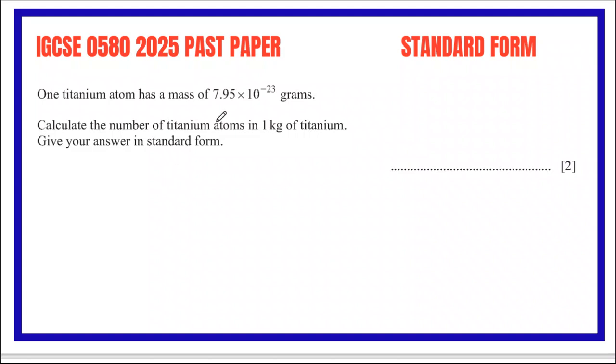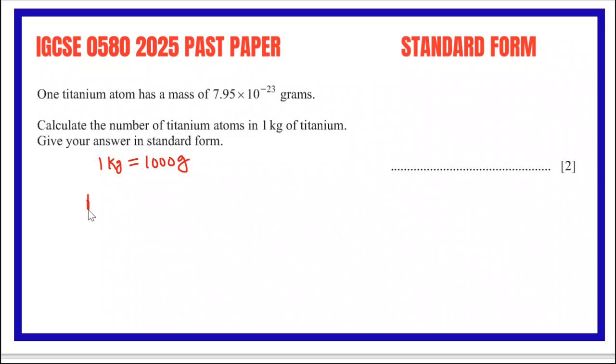One titanium atom has a mass of 7.95 times 10 to the power of minus 23 grams. Calculate the number of titanium atoms in 1 kilogram of titanium. Give your answer in standard form. First, ensure that both masses are in the same unit. Since the mass of one atom is given in grams, convert the total mass from kilograms to grams. 1 kilogram is equivalent to 1000 grams.